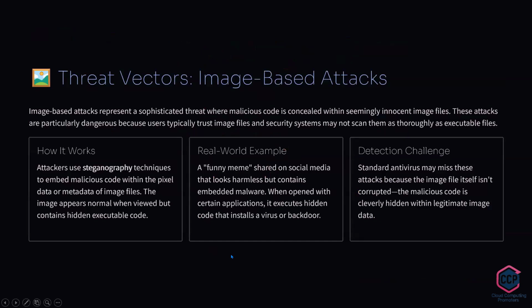Then what are the threat vectors? There is a mechanism where we use steganography, where there will be malicious code distributed in pixels which we can't even see.